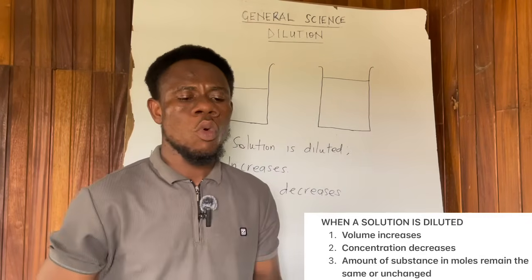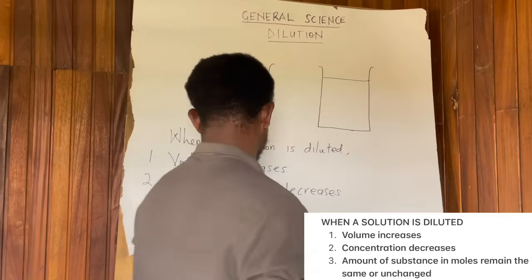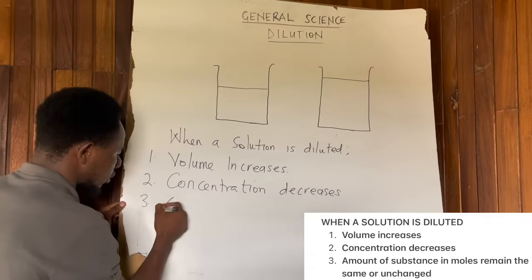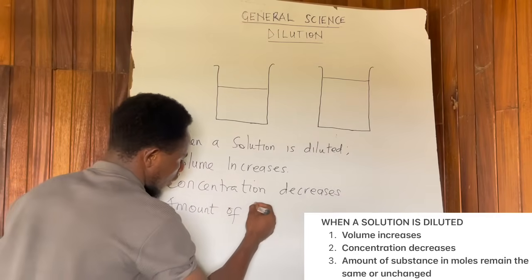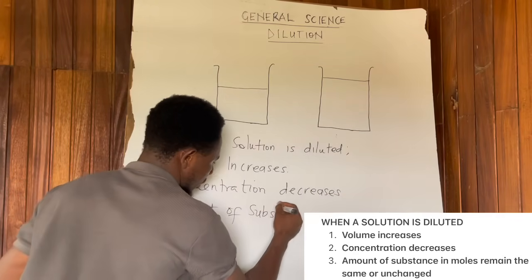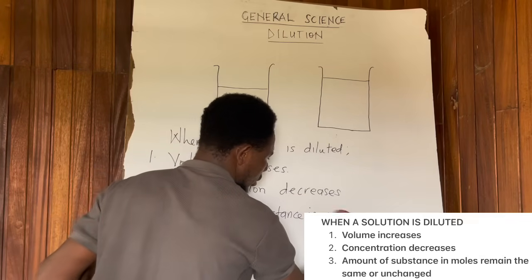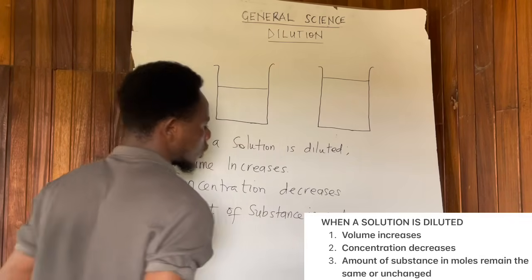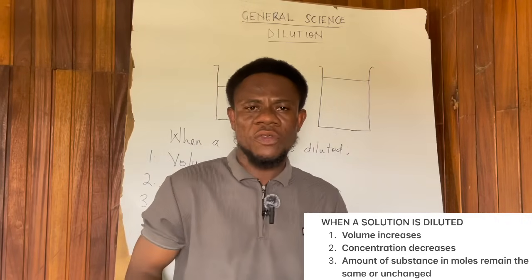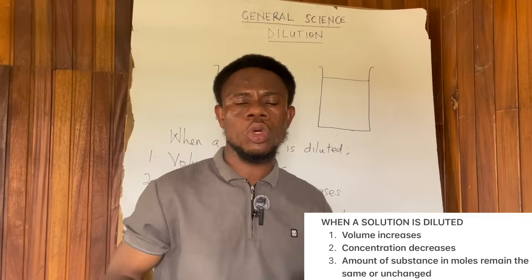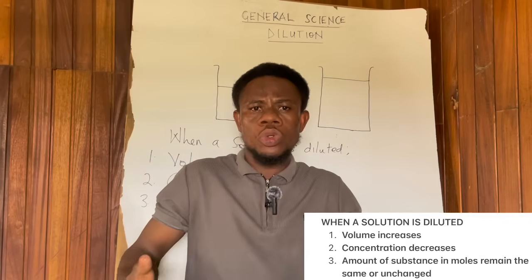At the same time, what will happen to the amount of substance in moles? So the third one, that is amount of substance in moles. My amount of substance in moles of this palm nut soup, or my stock solution here, is talking about the palm nut soup itself, the stock solution itself.